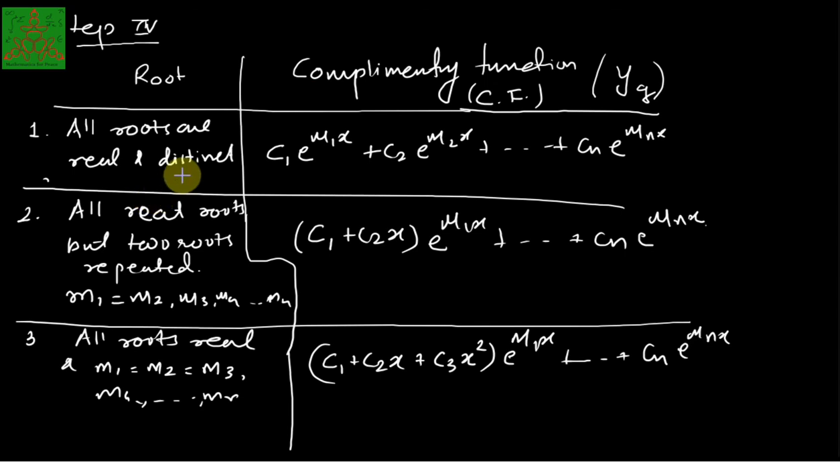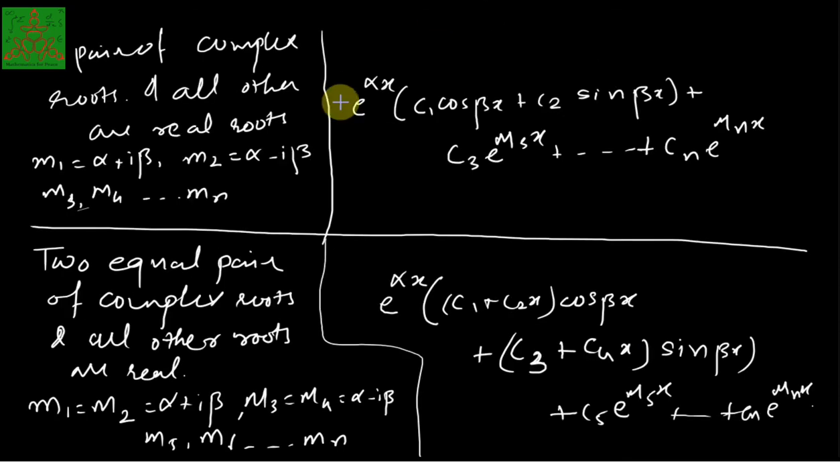If all roots are real and distinct, then we can write down the solution in this manner. If two roots are equal, then we can write it in this manner. If three roots are equal, then in this manner. Now you know the pattern. If four roots are the same, then you are able to write down the complementary function. If a pair of complex roots is there, then we can write it in this form. If two pairs of complex roots are there, then in this form. So in that way you can get the idea now.